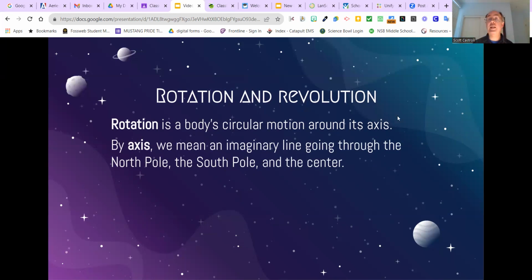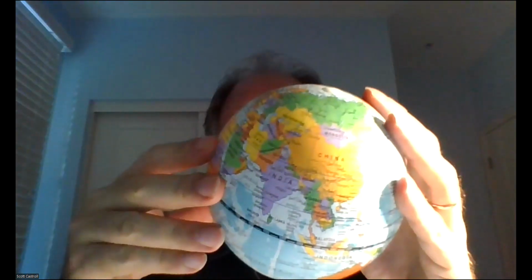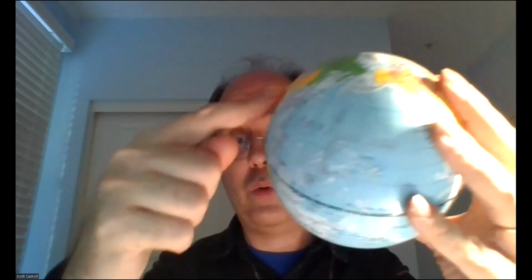Let me show you rotation. So here I have a model of the Earth, okay? And here, the Earth is rotating. You will notice that it has a North Pole, a Northern Hemisphere, and a Southern Hemisphere.